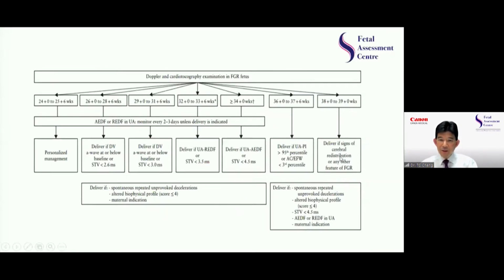If you have evidence of cerebral redistribution with a CPR of less than the 5th centile, you may deliver any time from 38 to 39 weeks, i.e. you should deliver the fetus by 39 weeks. So these, I hope, will be helpful criteria that you can remember, and which will help you very much in your management of late FGR.